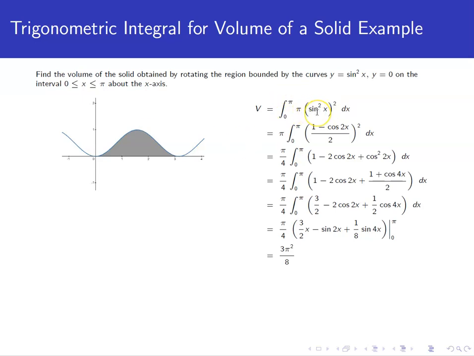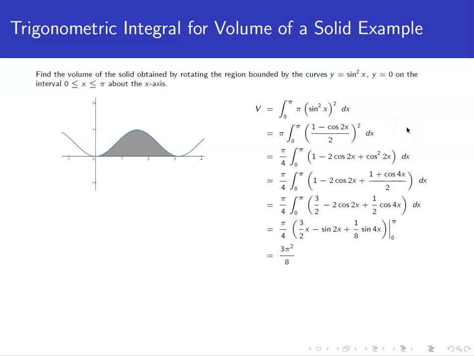The area then of our circular face would be pi times radius squared, or pi times sine squared x, and then square that radius, and then dx is the thickness of your slice. We're going to integrate from 0 to pi over the entire interval under discussion here.